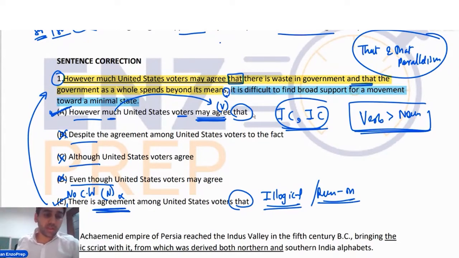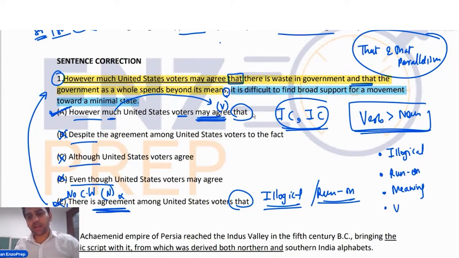So we've discussed basically 4 good reasons as to why option E is wrong. One, it is illogical. Second, Ayush mentioned this, it is a run-on sentence. Third, we discussed the meaning-related issue where we said that there is agreement is extreme, whereas the author is giving away more of a probabilistic tone here. And the last one, that a verb form is preferred over a noun form. So you've got these 4 good reasons to understand why option E is wrong.